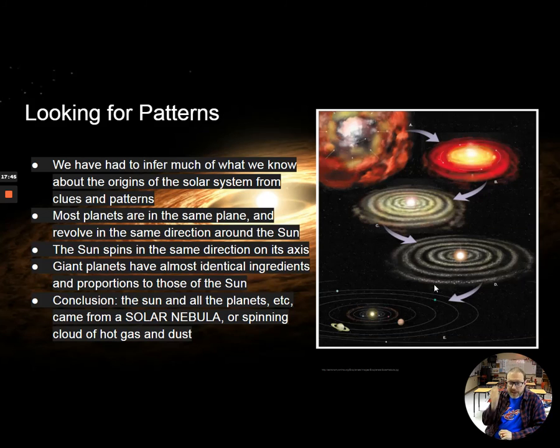Another thing that gives rise to the evidence of this is the chemical composition of the giants, being very, very similar to what we found in the sun, almost identical. And so that leads us to believe that there was some common formation, that it happened more or less at the same time throughout the early solar system.